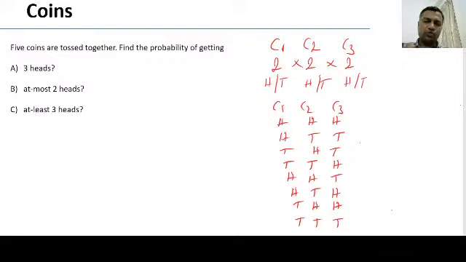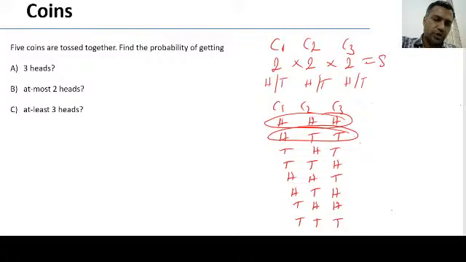So this is the first outcome, comma, second outcome, comma. Instead of writing all this, we'll say 2 into 2 into 2. Look, there are 8 outcomes. Total is always easier.